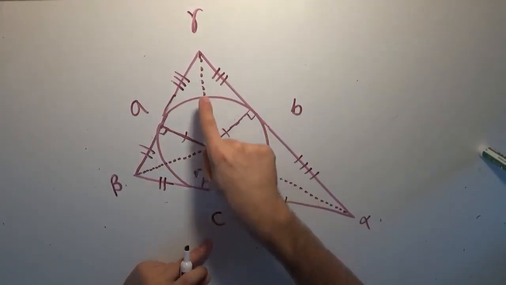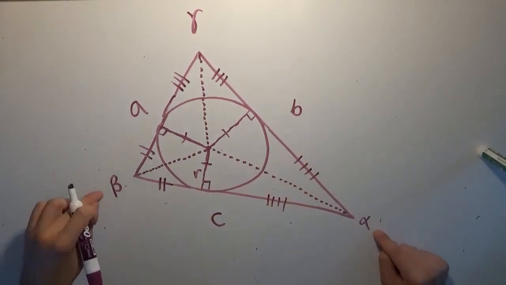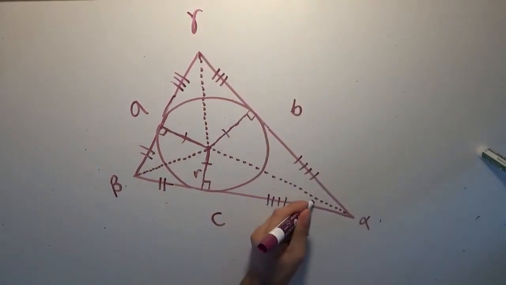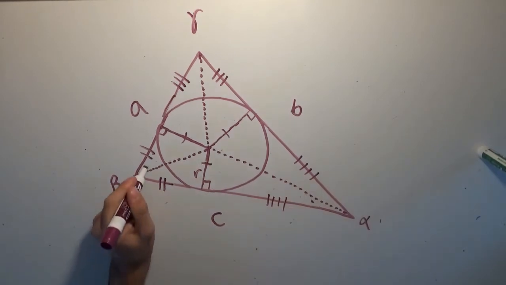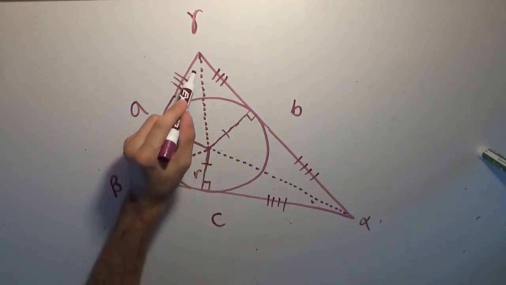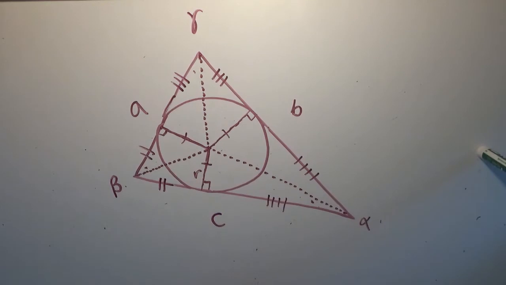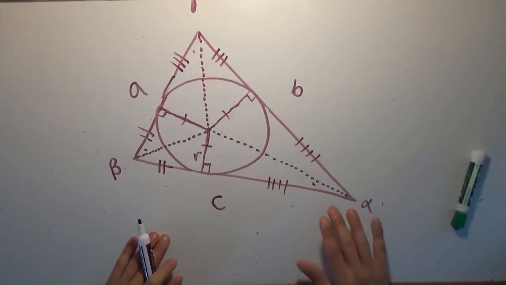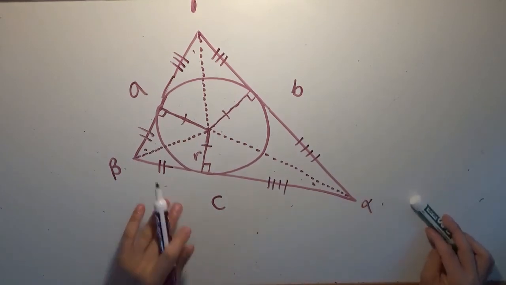And each of these dotted lines is an angle bisector for alpha, beta, and gamma, which means this angle in here is half of alpha, this angle in here is half of beta, and this angle in here is half of gamma. Okay? The cool thing is that all of them have a side length of r, so we can relate things to do with their angles with r.